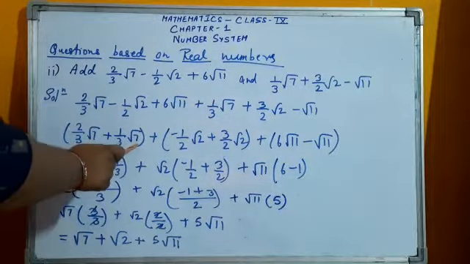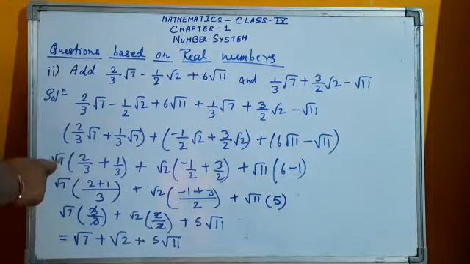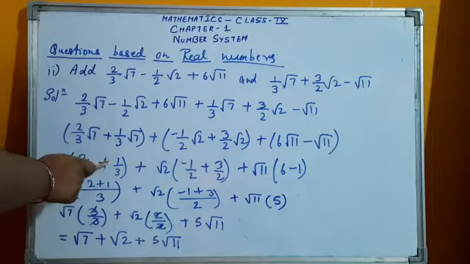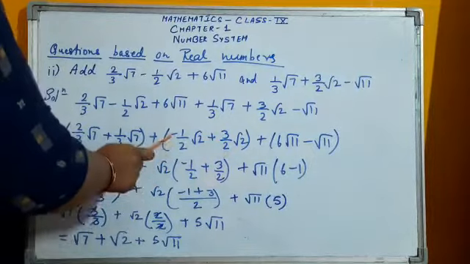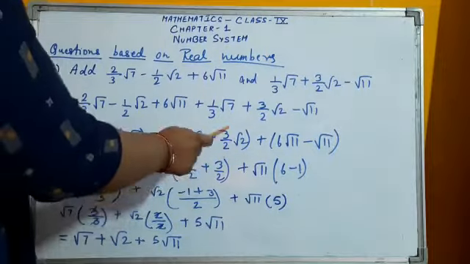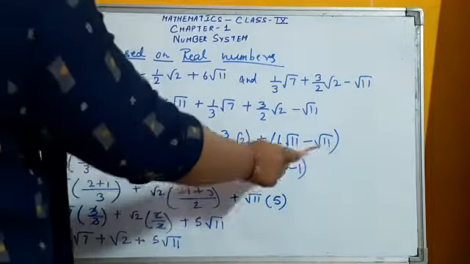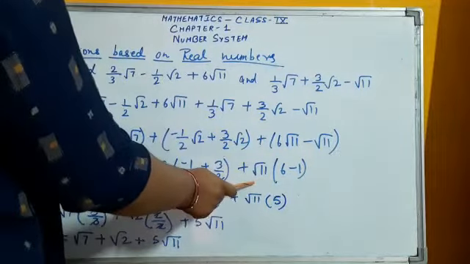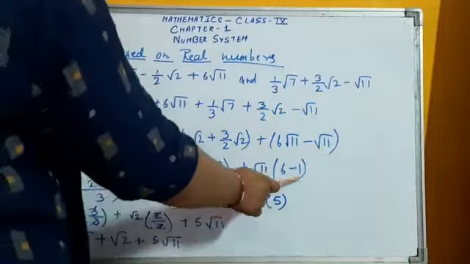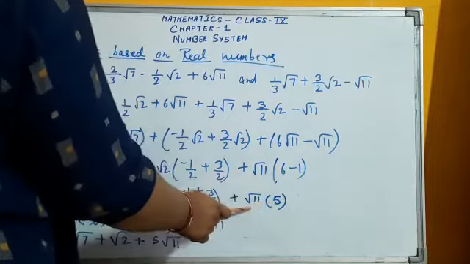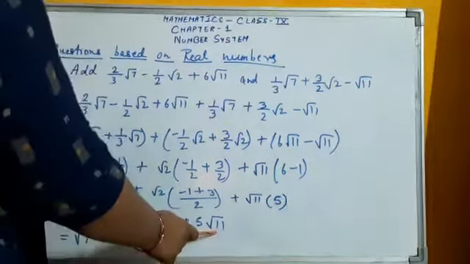Now from these two, let us take out root 7 common. What is left here? 2 by 3 plus 1 by 3. Here when you take root 2 common, we are left with minus 1 by 2 plus 3 by 2. And from these two, let us take out root 11 common. Here we have 6 and here minus 1. 6 minus 1 is 5. So it will be root 11 into 5, which is 5 root 11.